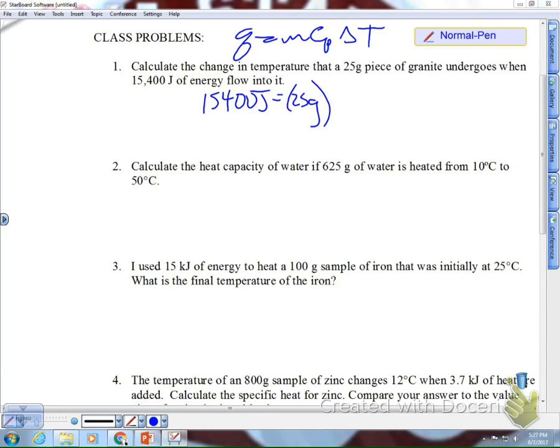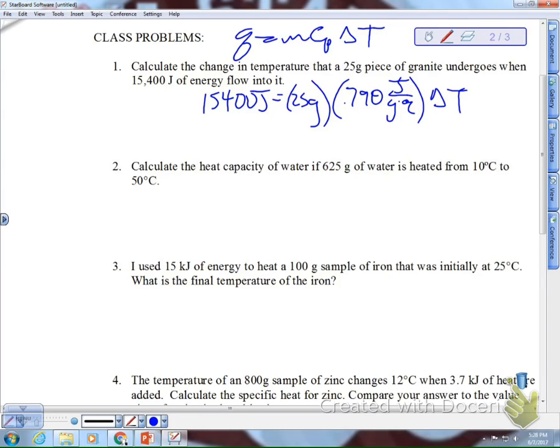Okay. From the table on the previous page, the specific heat of granite is 0.790 joules per gram degrees Celsius. And delta T is our variable. You can make that an X, whatever you want. So just some very simple algebra. Divide 15,400 by 25 and then by 0.719, and we get 780 degrees Celsius equals delta T.